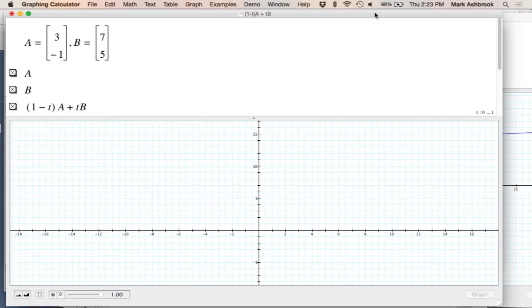So here I've defined 2 points as A and B. A is (3, -1), B is (7, 5). And then if I just type in A and B, it'll graph those.